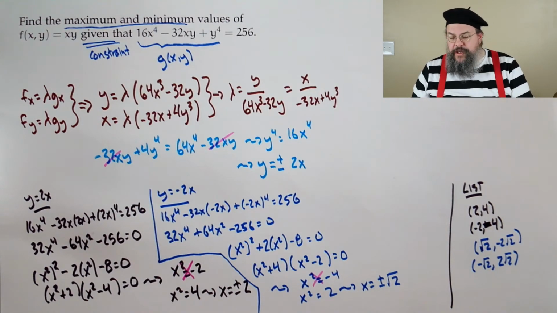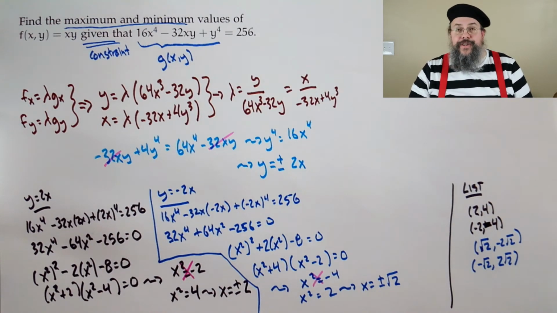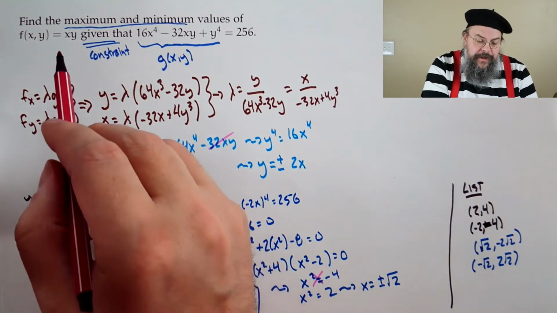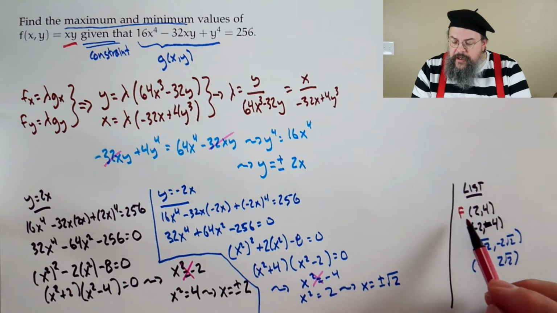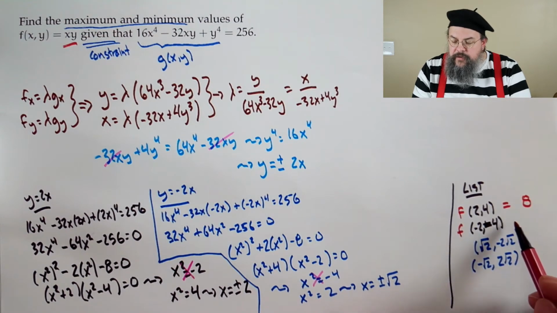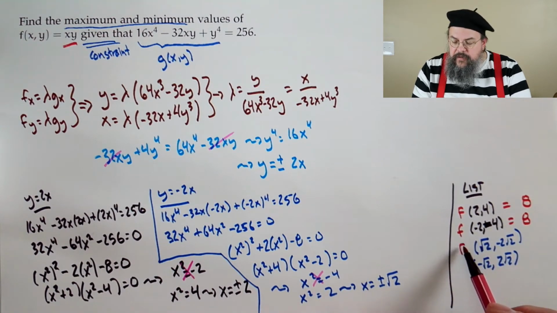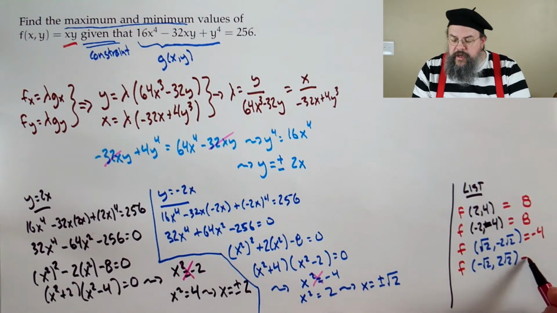We need to do one more thing, which is plug things into our function. Now the great thing is our function is really easy to work with. It just says multiply x and y together. So if I plug in 2, 4, that gives me 8. If I plug in minus 2, minus 4, it still gives me 8. If I plug in square root of 2, minus 2 square root of 2, the square roots of 2 combine to get a single 2, times a minus 2 is a minus 4. And here, same thing. The square roots of 2 combine to give a 2. There's already a minus 2, so there's a minus 4.